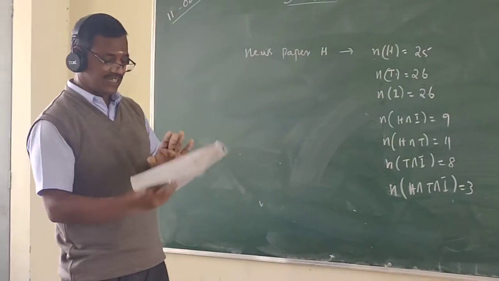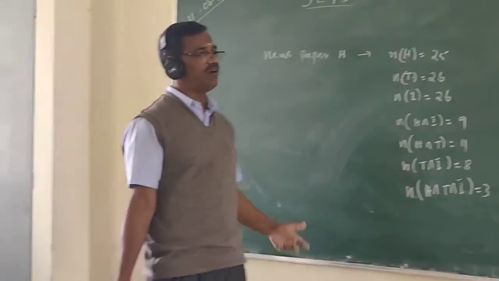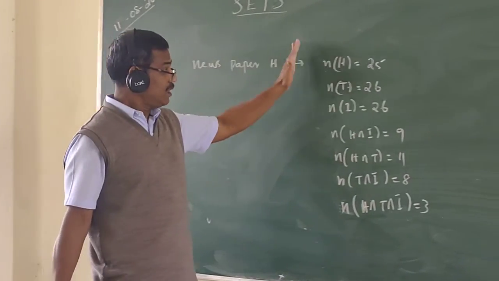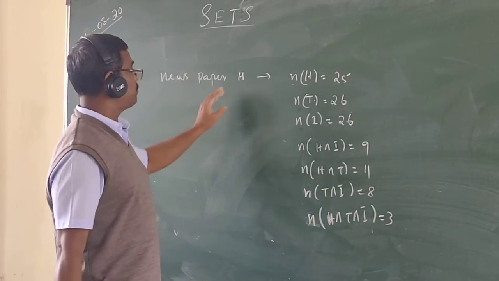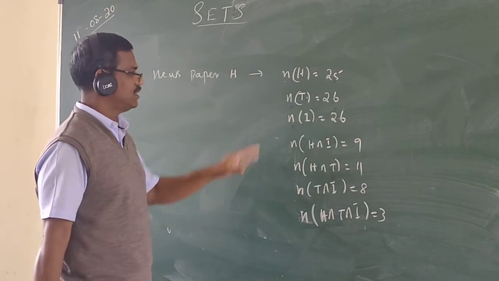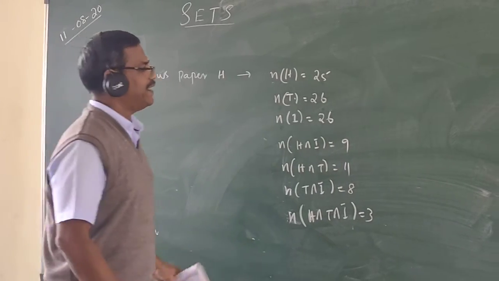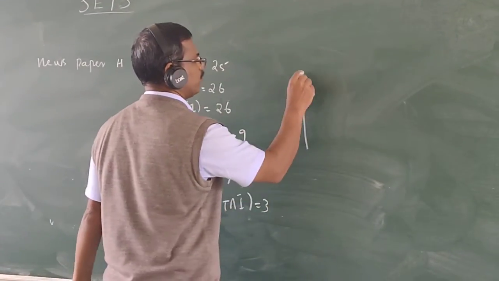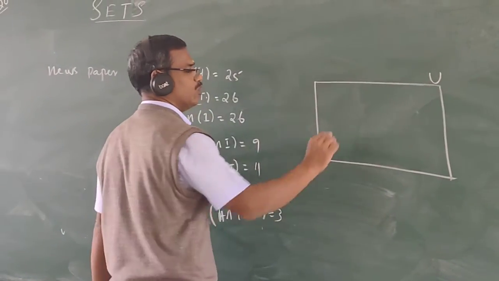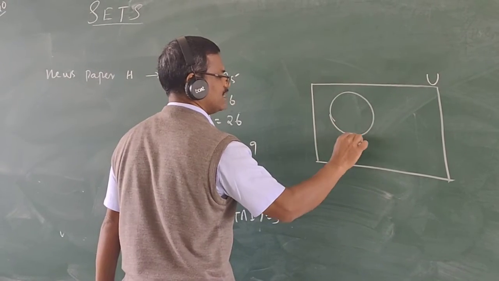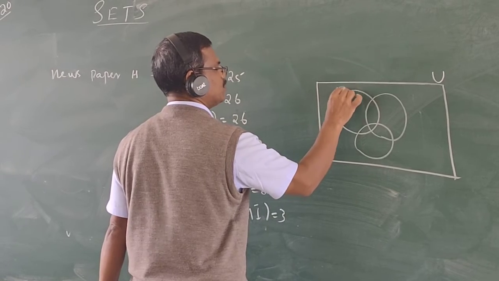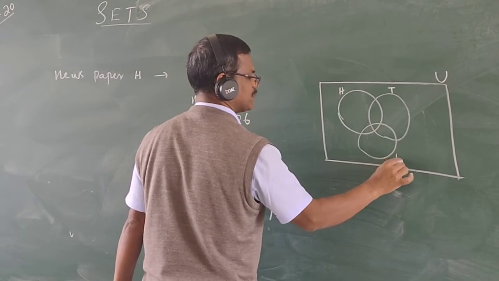So once you read the question and write it in symbolic form, it is very simple to answer. Here there are 3 sets of people who read 3 newspapers: Hindu, Times and Indian Express. We have been given all this data, and it will be easy if you represent it in a Venn diagram, which gives a clear picture to work out the questions. I just mark it like this. This is Hindu, this is Times, and this is Indian Express.